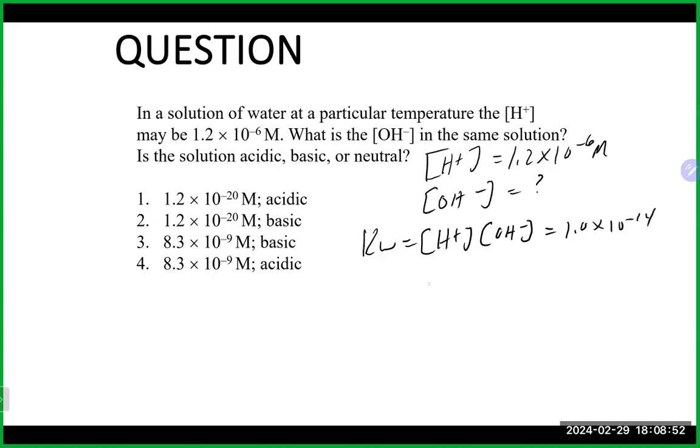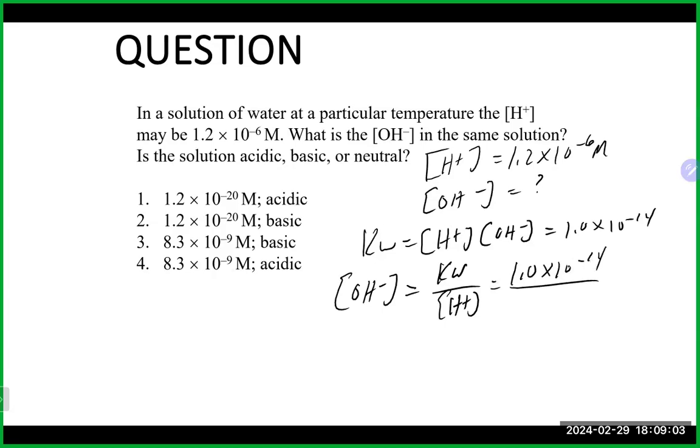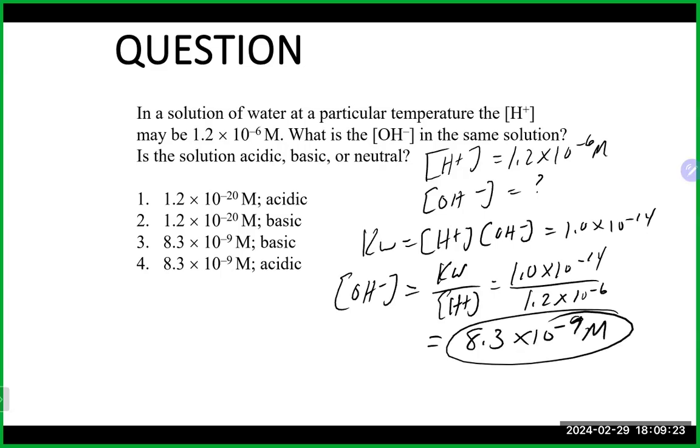In this case, we're going to solve for hydroxide, which will give us our KW divided by our H plus, and that'll give us 1 times 10 to the minus 14 divided by 1.2 times 10 to the minus 6. So here we would do that, and you will get on your calculator about 8.3 times 10 to the minus 9. We do need molarity here since we are solving for a concentration.